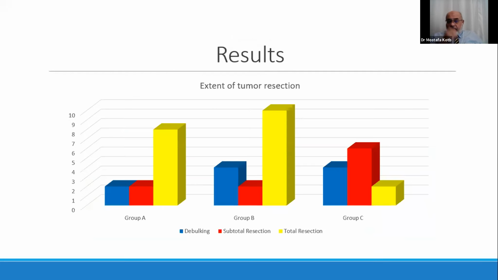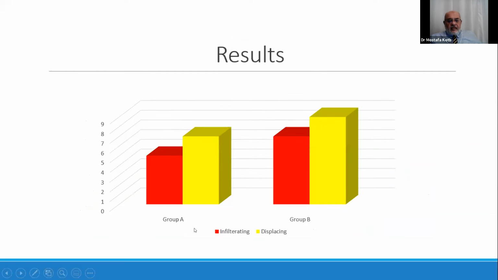The result of our research showed that in cases where we did both functional MRI and awake craniotomy, the percentage of total resection was higher than the other groups. However, when we did functional MRI only, we were able to do more resection than when we relied only on the awake craniotomy.